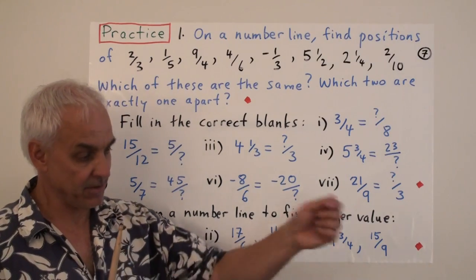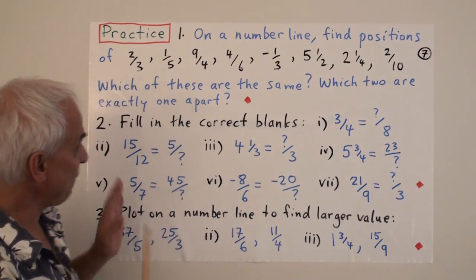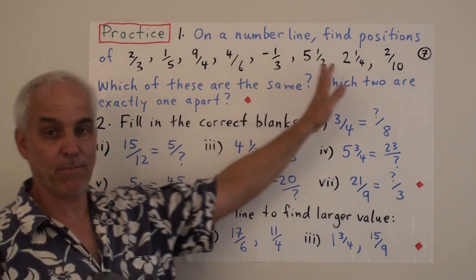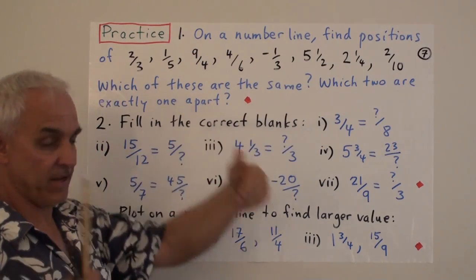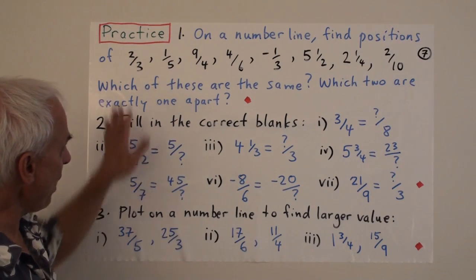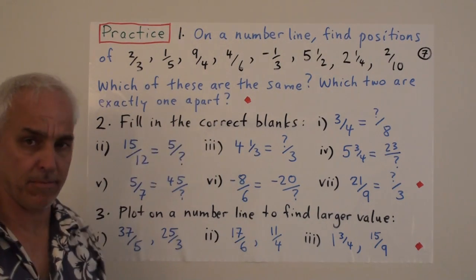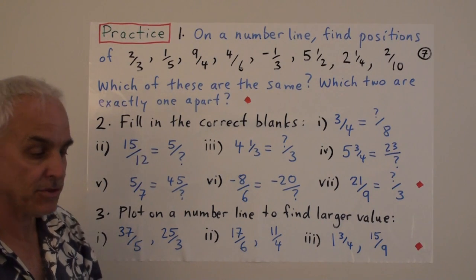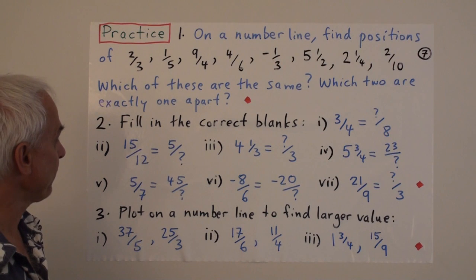Okay, so you make yourself a nice number line, and then you try to figure out where do these various fractions, or rational numbers they're sometimes called, where do they fit in the number line? And which of these are the same? So some of them are the same. And which two are exactly 1 apart? So there are 2 of them that are exactly separated by 1.